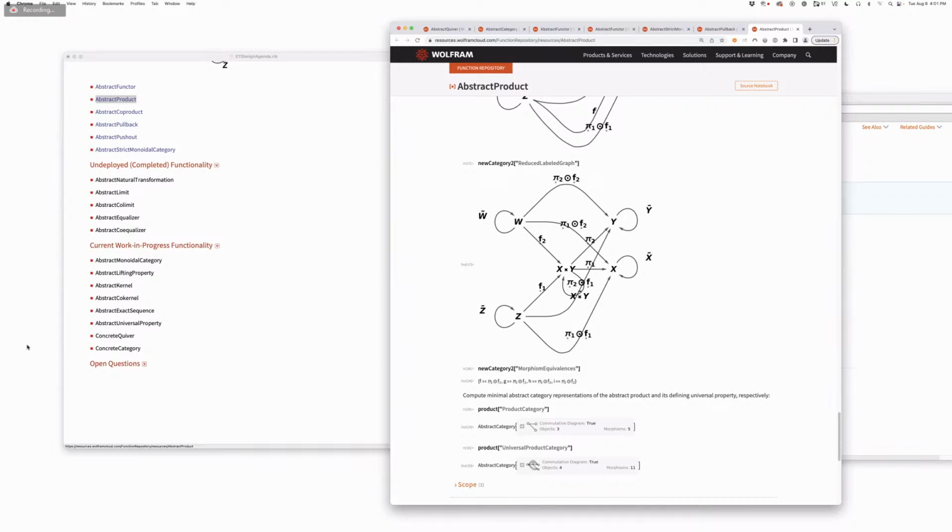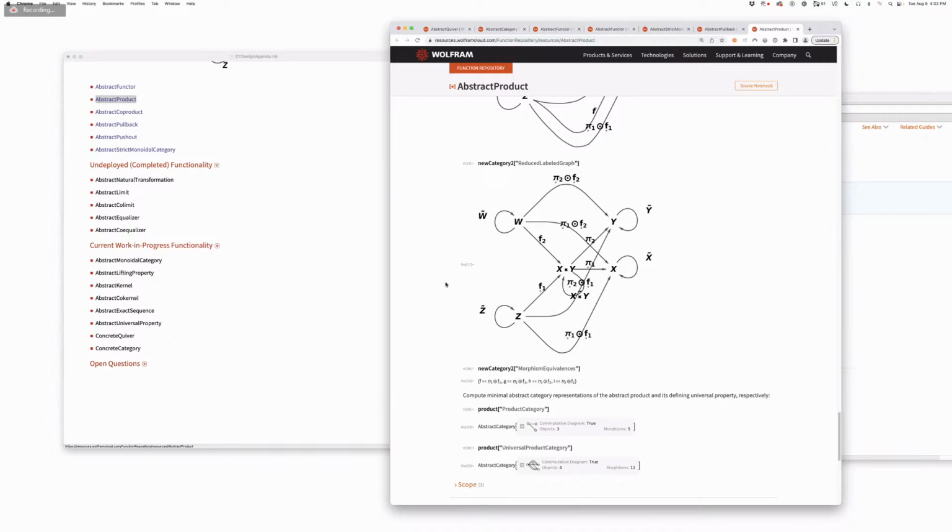I agree. But so products, co-products, pullbacks, push-outs, equalizers, co-equalizers, limits, co-limits. These are all examples of constructions involving these universal properties. So if ordinary diagrams are like equations in algebra, then these universal properties are like universally quantified logic expressions. Universally and existentially, crucially. I mean, they're both quantifiers.